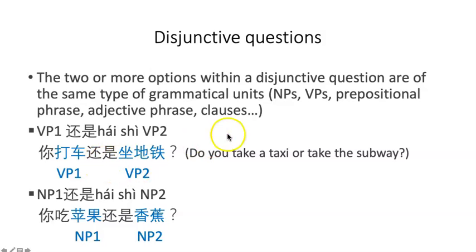So that's what it meant by this statement. The two options connected by the conjunction 还是 are of the same grammatical type. Let's look at the second type, noun phrases. 你吃苹果还是香蕉? 苹果 and 香蕉 are noun phrases, specifically nouns, but generally they are called noun phrases. So 还是 connects two options, 苹果 and 香蕉, and these two options are of the same grammatical type, which is noun phrase.